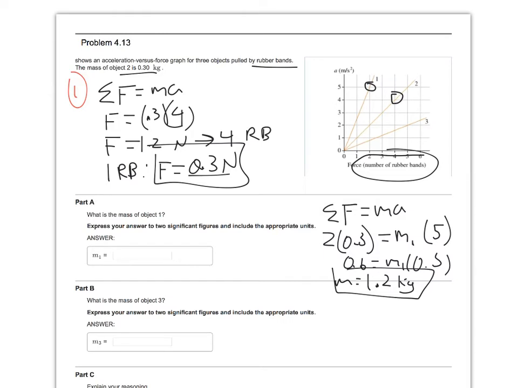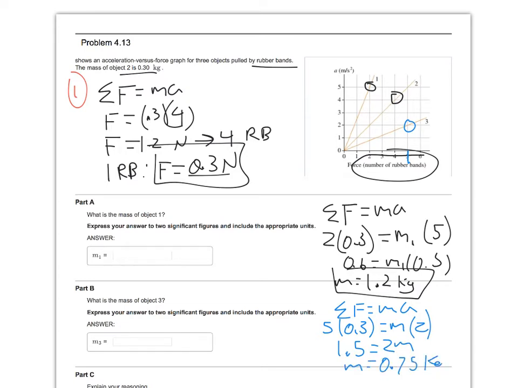Moving on to object 3, same strategy there. Okay, I'm going to pick a point here. In this case, I'm picking that point. Sum of my forces equals ma. So the force I have there now is 5 rubber bands, if I look down at the bottom here, times the force for each one, which is 0.3. That's going to be equal to the mass of the object times its acceleration, which is 2 in that case. So I get 1.5 equals 2m, which means my mass now is 0.75 kilograms.